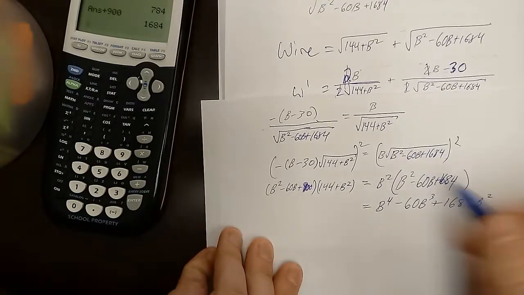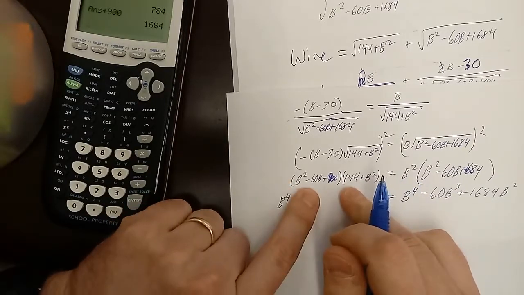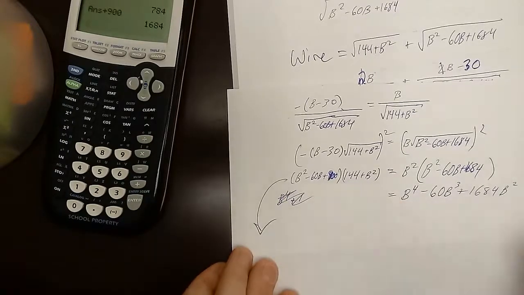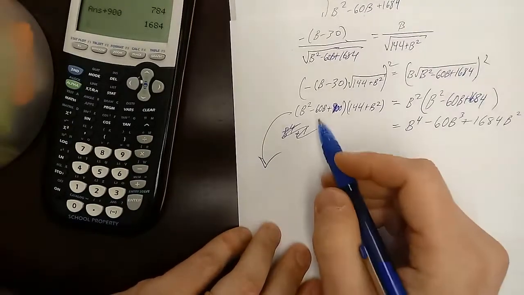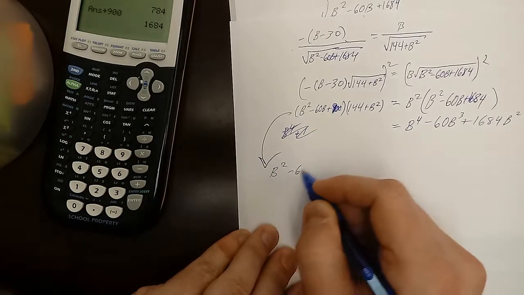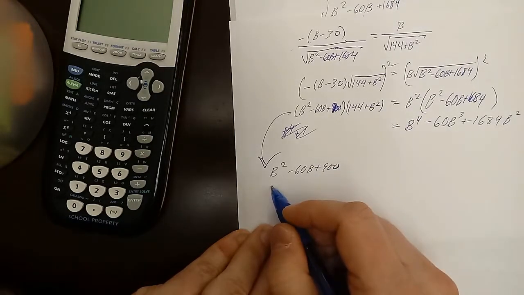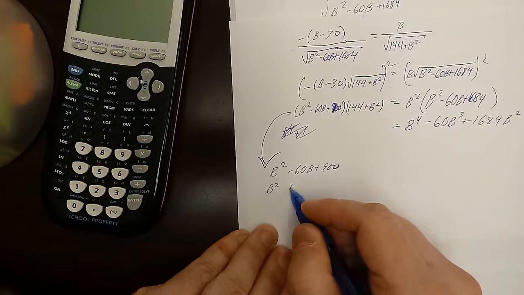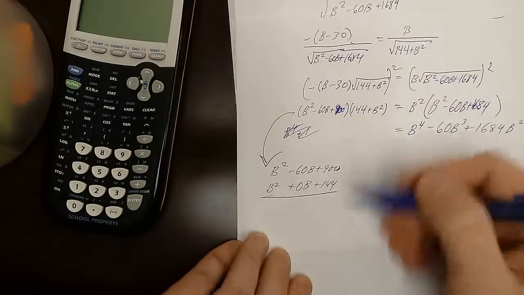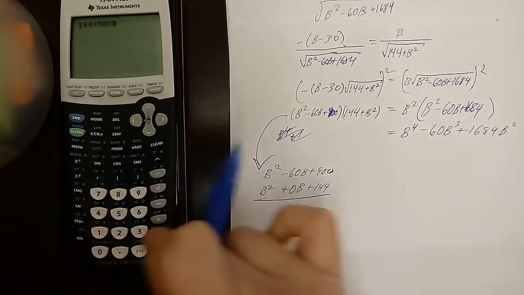So I'm going to have to FOIL here, which is a pain in the butt, I know. So we get b to the fourth. Actually, let's talk about this real quick. There's a really nice way for us to multiply this out. First we want to write everything in order. So b squared minus 60b plus 900, and on this one, b squared, 0b, and 144. When I multiply them, I can literally do vertical multiplication.